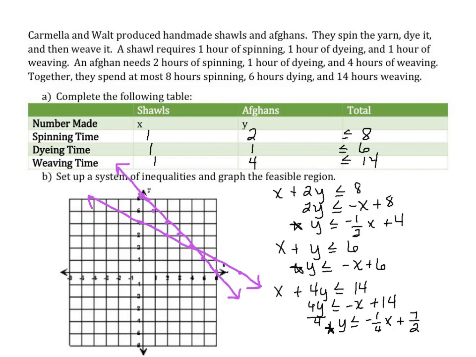And then finally, we have y is less than or equal to negative 1/4 x plus 7/2. Well, 7/2 is the same as 3.5. So we'll go up to 3.5. And we're going to go down 1, to the right 4. So down 1, to the right 4.